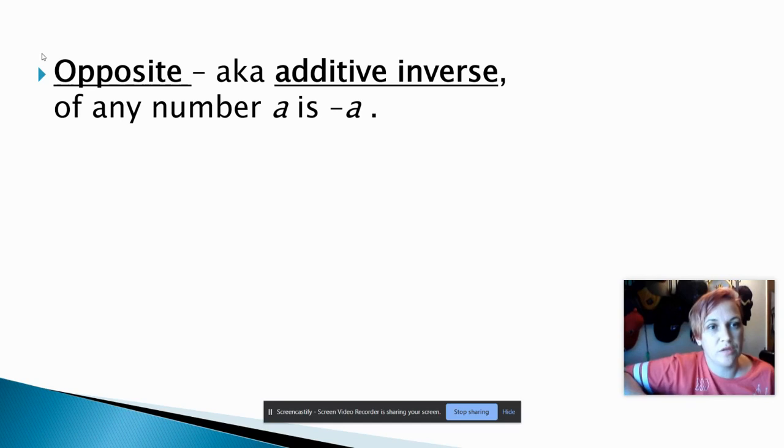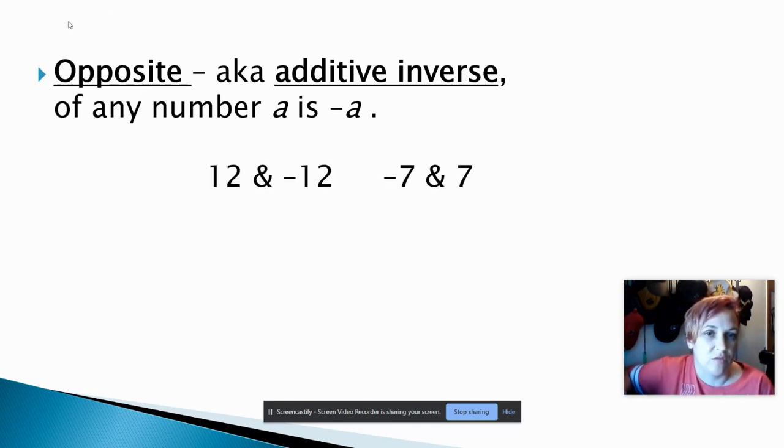Okay, so let's start with just some vocab words. These are not actual properties; these are just words you need to know. Whenever I say the word opposite in this class, I'm talking about the sign of the number. When I say the word opposite, I mean one of the numbers is positive and the other one is negative. This is also known as the additive inverse, and we'll talk about that again in a couple slides.